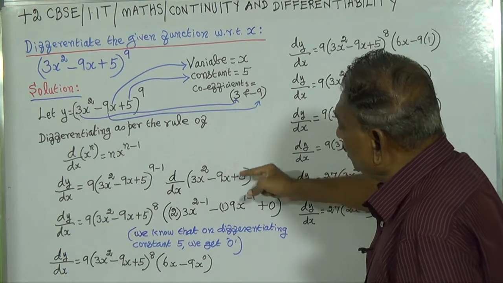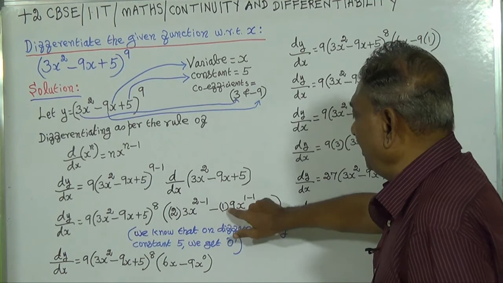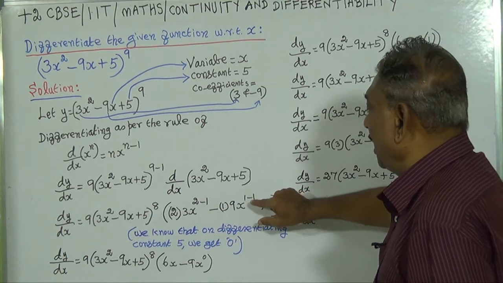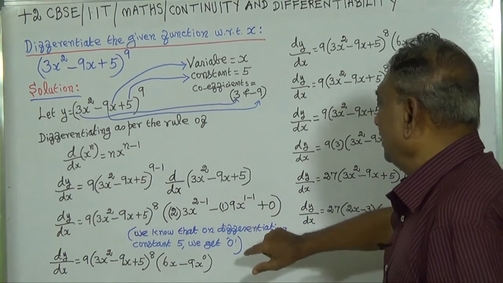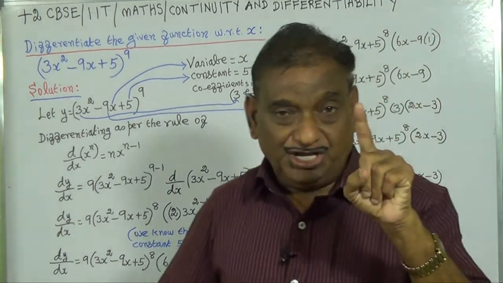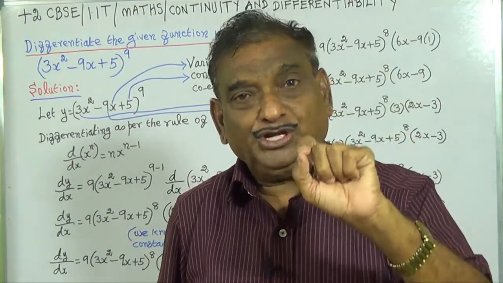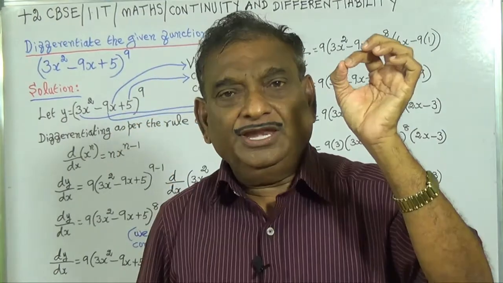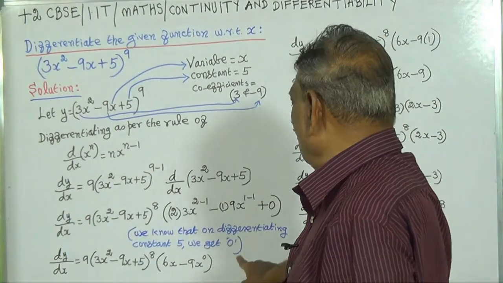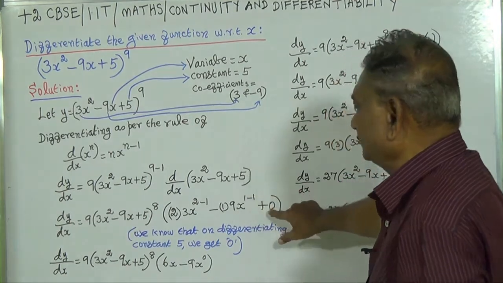That 1 should come as the coefficient. So I am writing 1 before this 9x. Then the power should be reduced by 1. Thereby I have written 1 minus 1. Then coming to the constant. We know that on differentiating the constant, we will get 0. Initially, we have seen the derivatives of some standard functions. In that, we have mentioned that on differentiating the constant, we will get 0. So, I am writing 0 on differentiating this constant 5.